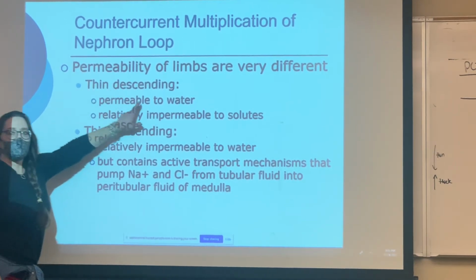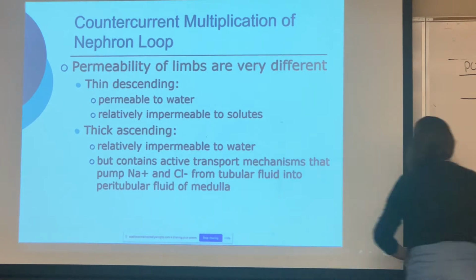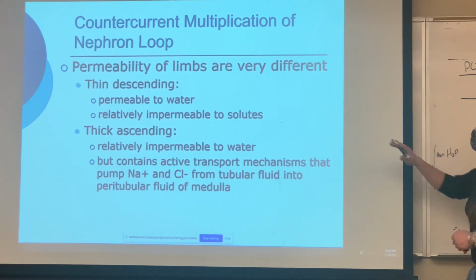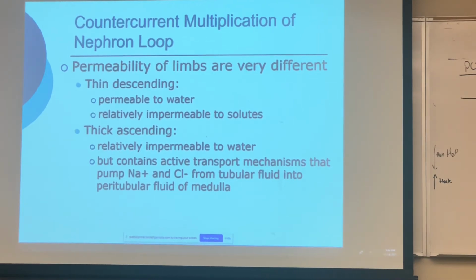When we look at the thin descending limb, remember I said the descending limb was mostly thin, that's why I didn't bother drawing it. When we look at this descending limb, it is permeable to water, but relatively impermeable to other solutes. So what that basically means is, when you look at the thin descending limb, there are water channels in here, but there aren't channels for other solutes. You're not gonna see sodium channels in there. You're not gonna see chloride channels in there. You're not gonna see pumps for ions over here.